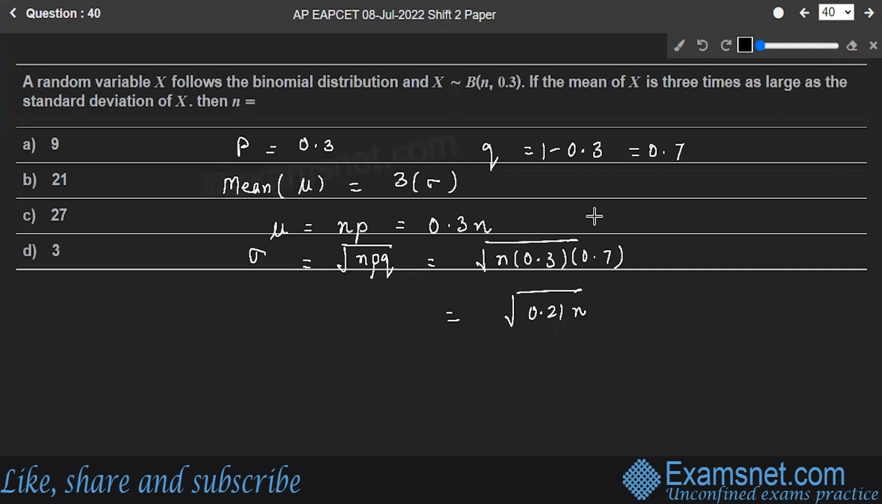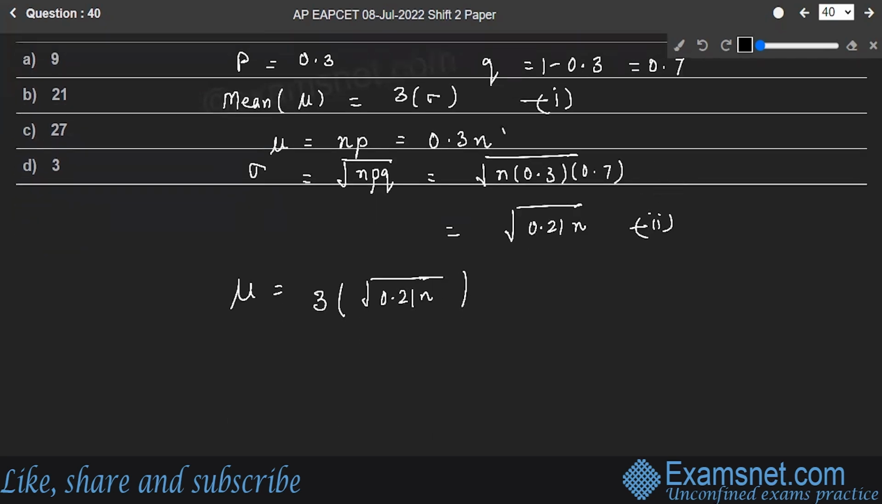So these two things will be equal. Let this one be equation 1, and over here, let this one be equation 2. Now equating, you will have mean, that is mu, is equal to 3 into standard deviation. Okay, I'll just fill in the value over here. Mu is equal to 3 into root of 0.21 n. This is equal to 3 into 0.21 into root n. Mu is also equal to 0.3 n.